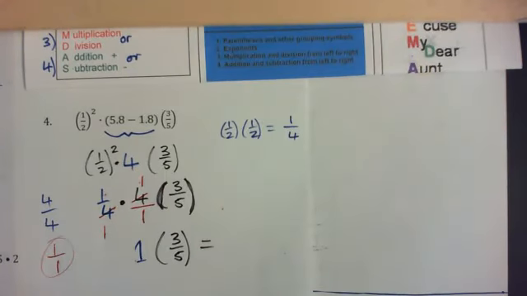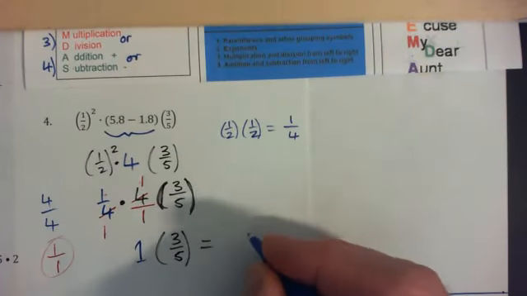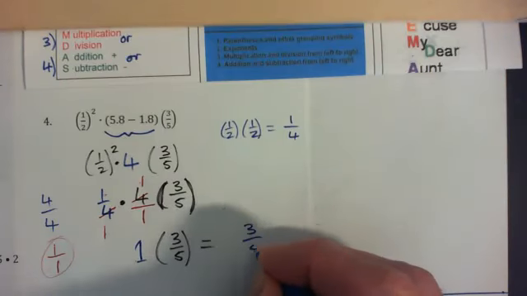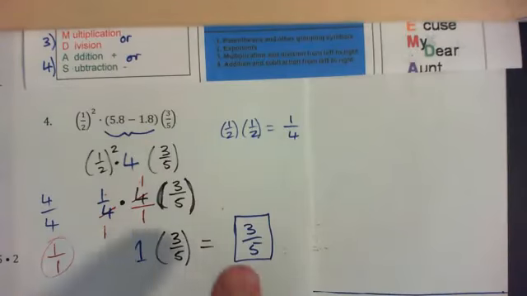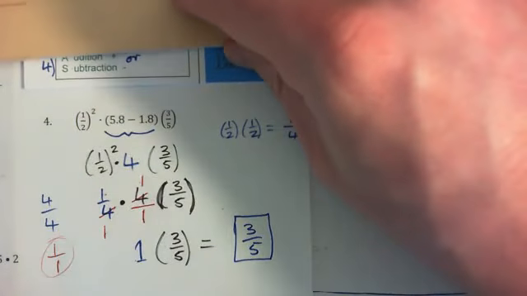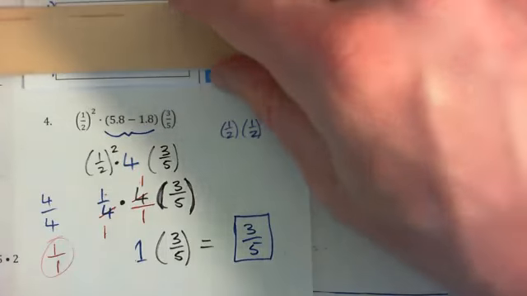What's 1 times 3/5? Is it 3/5? Yep. And there's nothing left to do. There are no additions or subtractions, obviously, so we're done, and that's the answer.